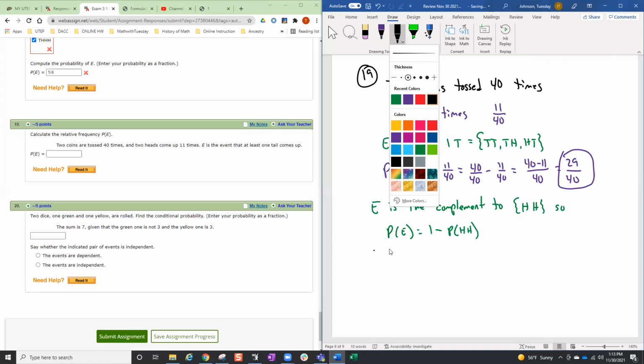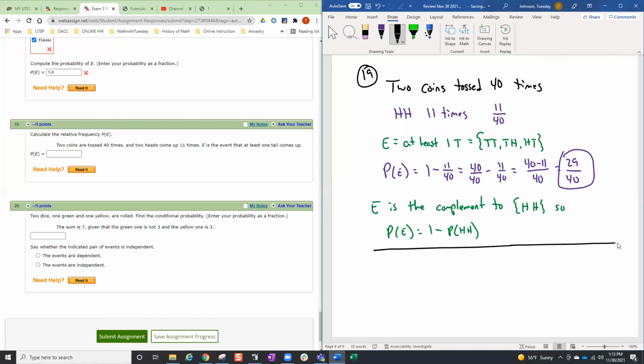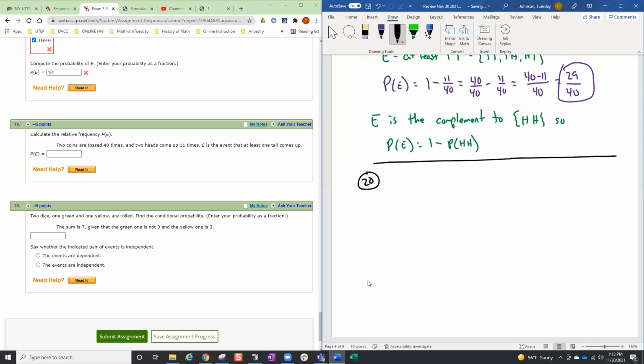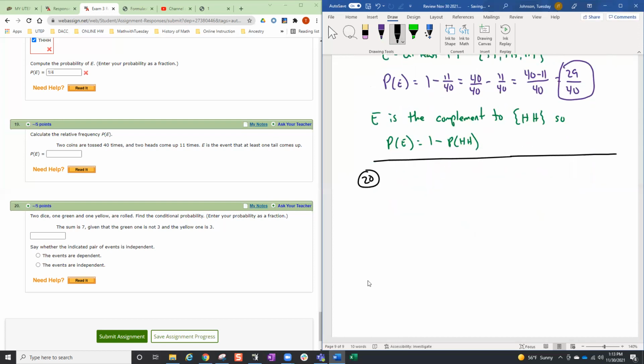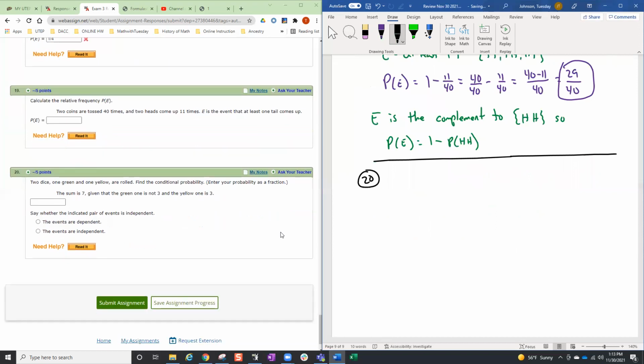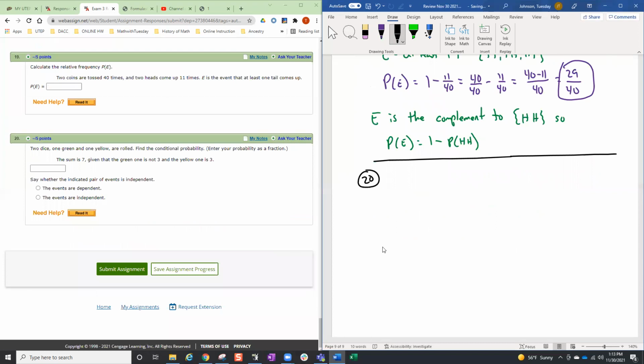Number 20. I was definitely going to hit number 20 because I've seen several people have problems on just the second half of this particular question.